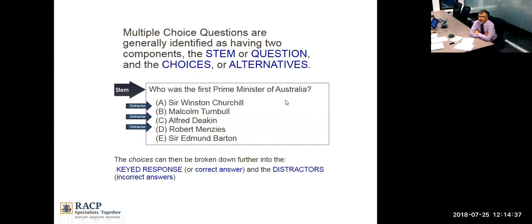Next, click please. There is a list of distractors. The distractors are options that are included but are definitely incorrect. They're plausible, which means that someone may in fact pick them, but they're incorrect. And the last, click again, is the keyed response, the correct answer. Okay?